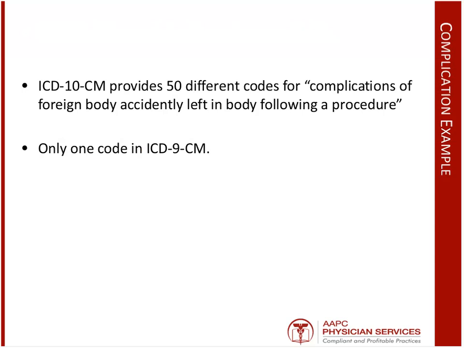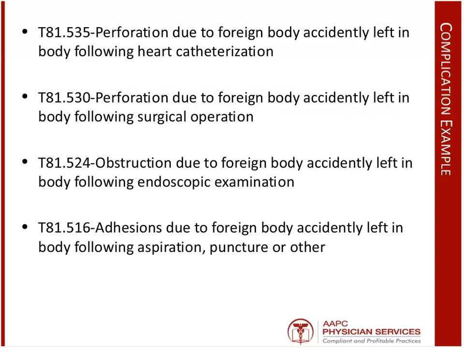And then here's with complications as an example too. With ICD-10, we have 50 different codes for complications of foreign bodies accidentally left in the body following a procedure, and we only have 1 in ICD-9. So just an example both of the sheer number of codes and the specificity of what we're looking at from 9 to 10. Here are some examples for complications.